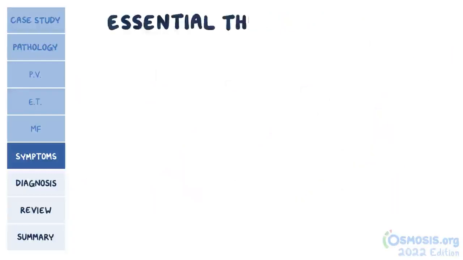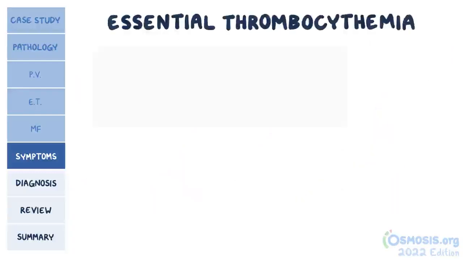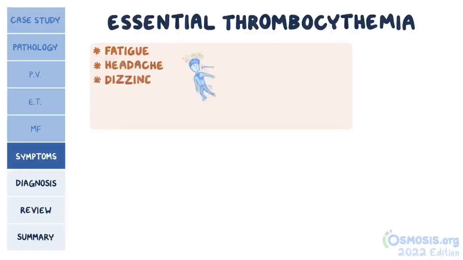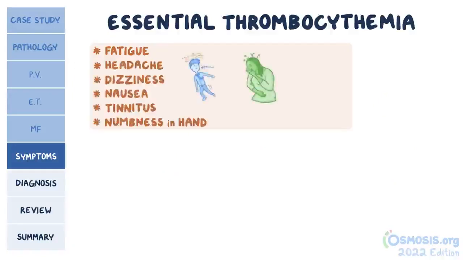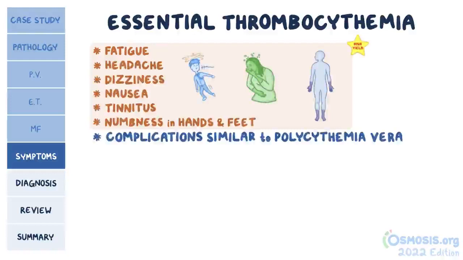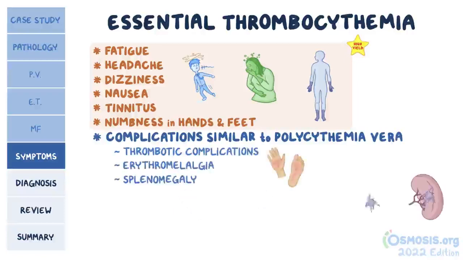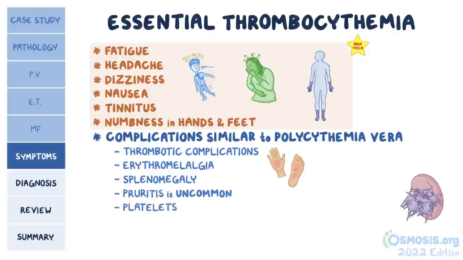Moving on to essential thrombocythemia, some patients can have symptoms like fatigue, headache, dizziness, nausea, tinnitus, and numbness in the hands and feet. Also, they can get complications that are similar to polycythemia vera, like thrombotic complications, erythromelalgia, and splenomegaly because the spleen gets infiltrated by platelets. But pruritus is uncommon in essential thrombocythemia, and this can help you differentiate between the two on an exam. Also, if the platelet count exceeds 1 million, the platelets aren't able to function in such a crowded environment, and the patient becomes paradoxically predisposed to bleeding.